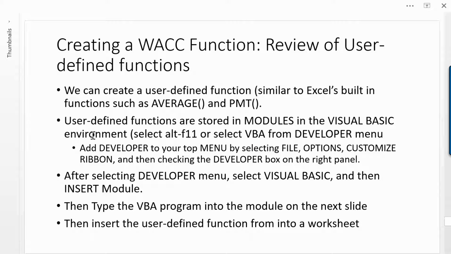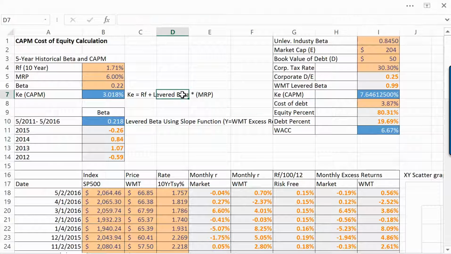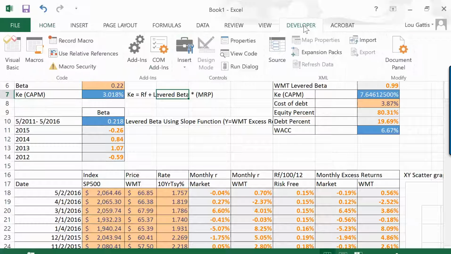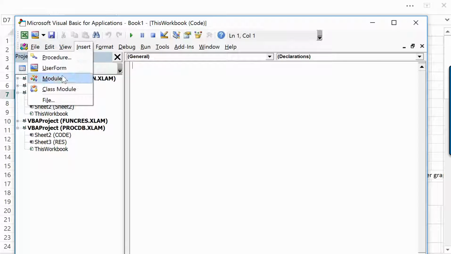Now, another little topic we want to do before we go away is learn a little more about VBA. If you remember from before, to use a function in Excel or to create a user-defined function, we're going to go back to Excel. I'm going to go to my Developer tab or hit Alt F11, Visual Basic. I'm going to insert a module.